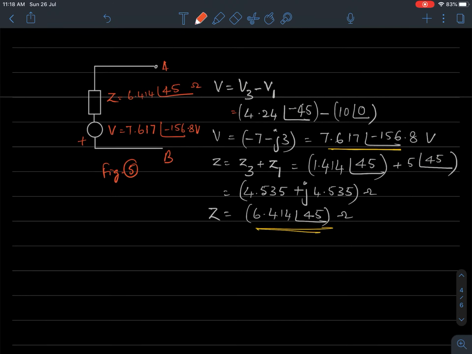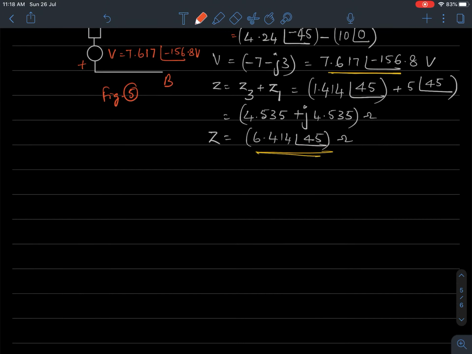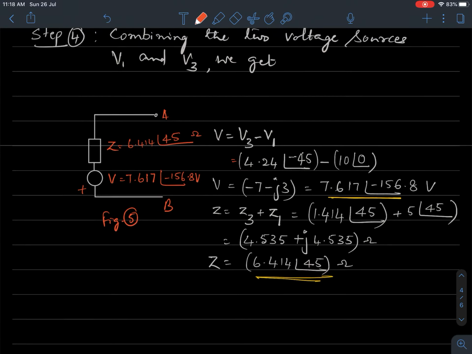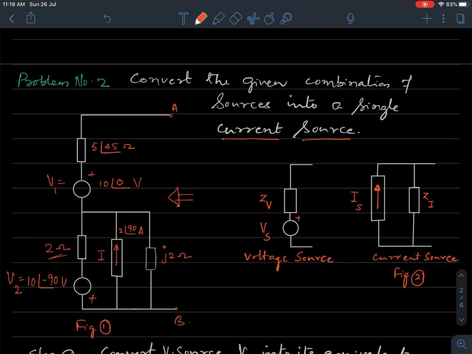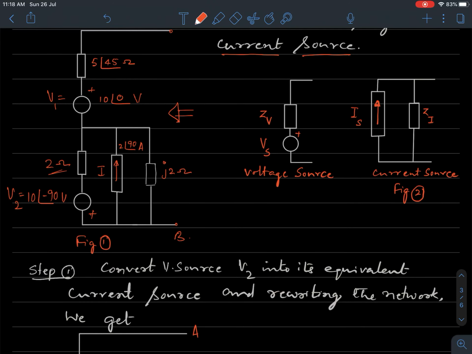And this is my A, this is my B. Now what do I do further? The problem says you have to convert it into an equivalent current source. Now figure 5 gives me the equivalent in voltage source, but the problem says you want to have it in current source, right? So a single equivalent current source. What do I do for that?